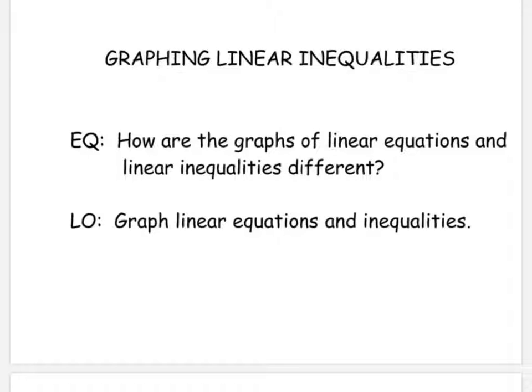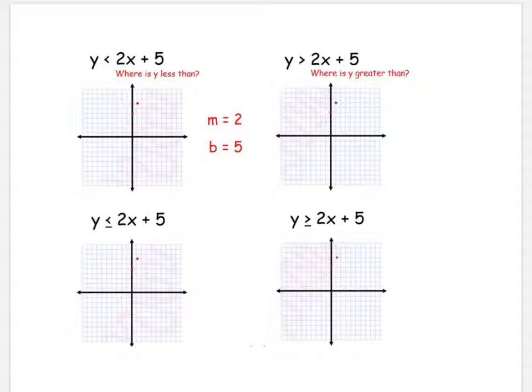This lesson is going to be looking at graphing inequalities. So if you're looking at these examples, they are all written in slope-intercept form. We know the slope is 2 and the intercept is 5. So we always start at the intercept of 5, and then for the next point we go up 2 over 1. And we would continue that way all the way across the grid.